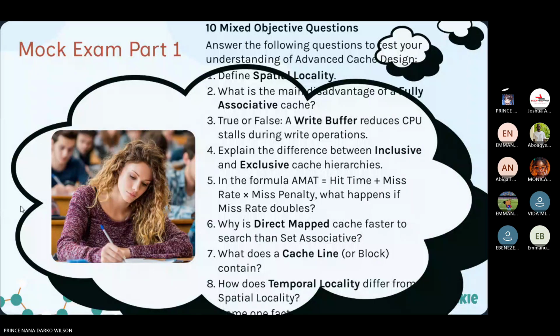Okay. All right. Let's continue. Last one. How does temporal locality differ from spatial locality? Okay, this one is easy.